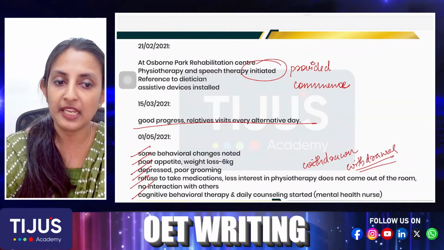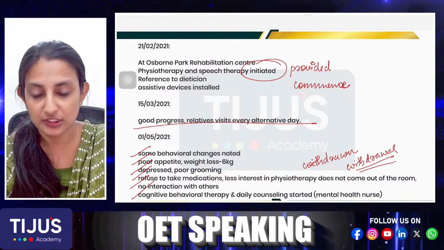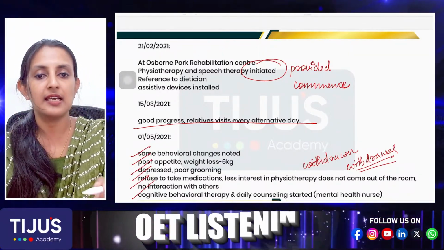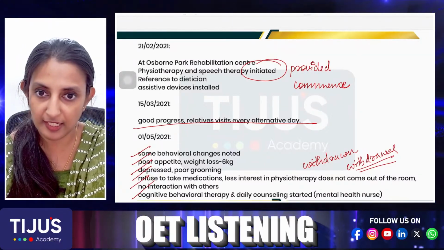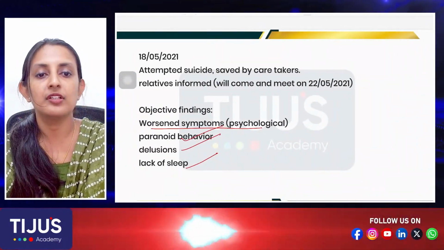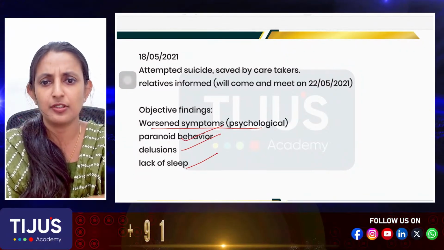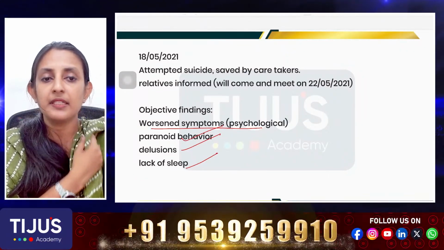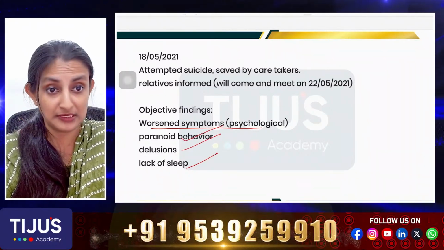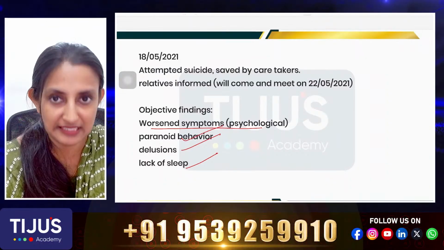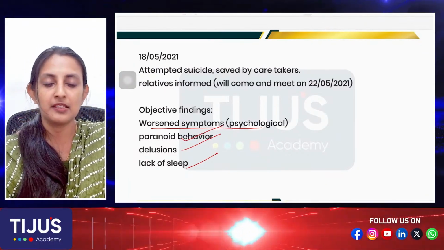And cognitive behavior therapy and early counseling were started for him. Basically, each of these elements we need to explain in detail for the letter reader. And moving on to the second aspect, after 18 days, or after a couple of weeks, he attempted suicide, and this was informed to his relatives as well.